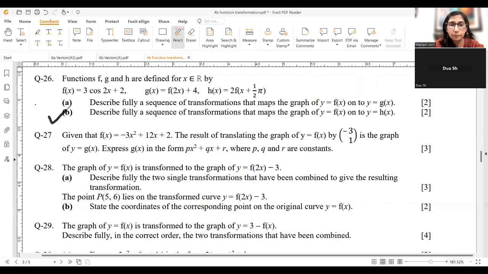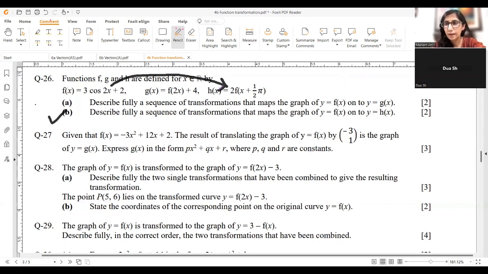Now let's look at part B. Describe fully a sequence of transformations that maps f(x) onto h(x). Okay, so let's account for what's inside the bracket first. It's x plus half pi. What's going on?